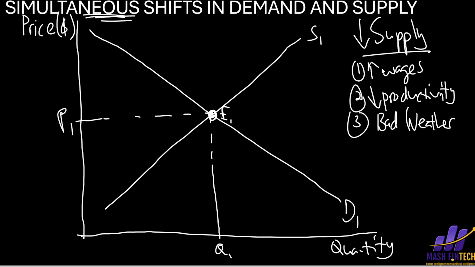If the supply decreases, it's going to shift the supply curve to the left, in this direction. This is a decrease in supply. And that's the first effect.